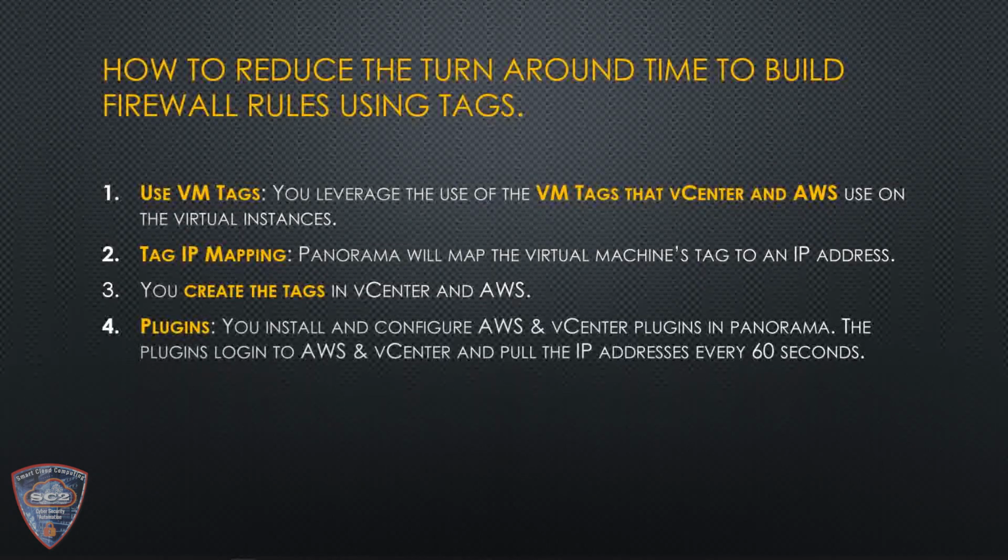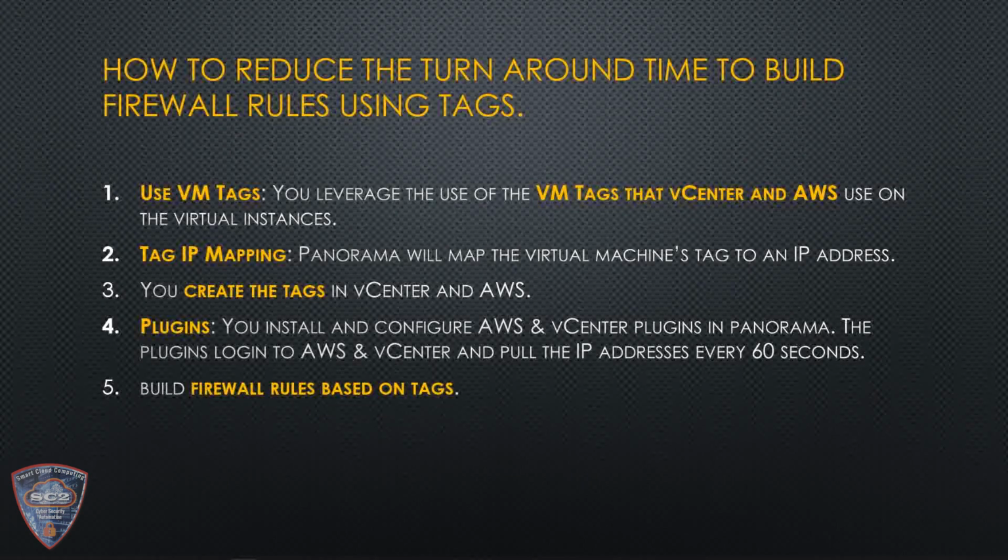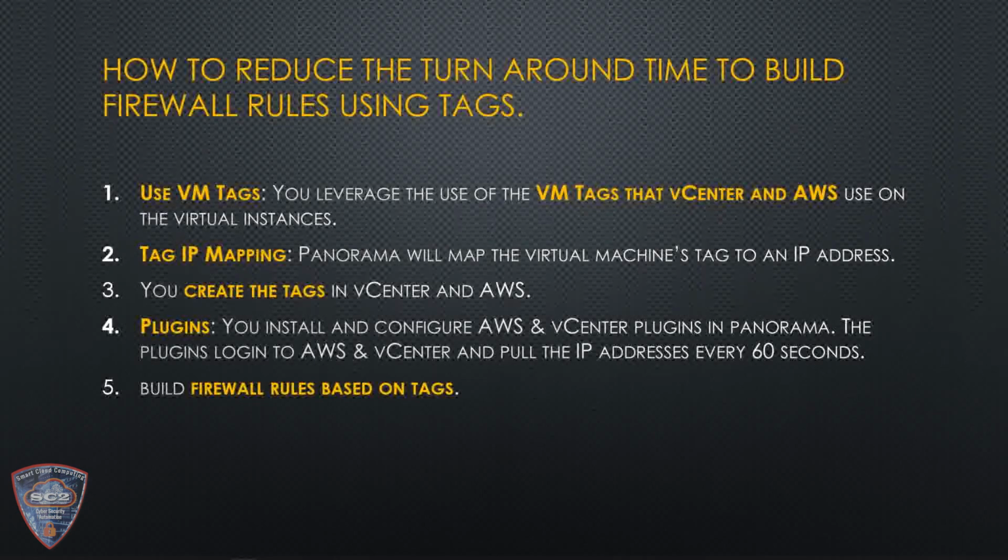Once you have verified that you have tags on your VMs, the next thing you have to do is install and configure the AWS and Vcenter plugins in Panorama. Once installed and configured, the plugins will log into AWS and Vcenter and pull the IP addresses every 60 seconds. Once the plugins have logged into Vcenter and in AWS, you will need to create an address group and choose the appropriate tag.